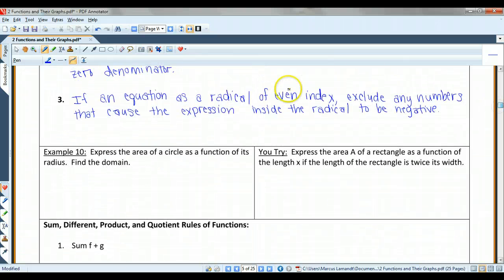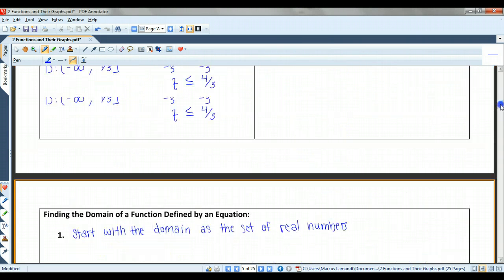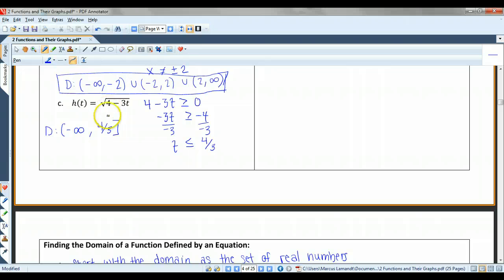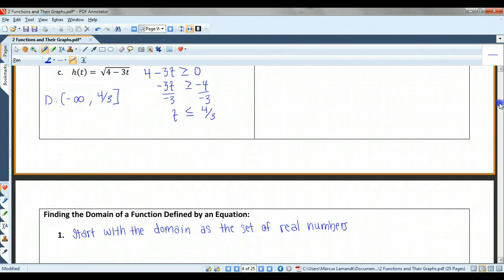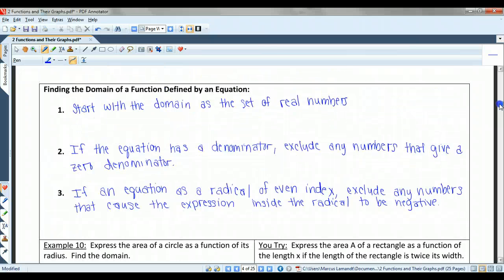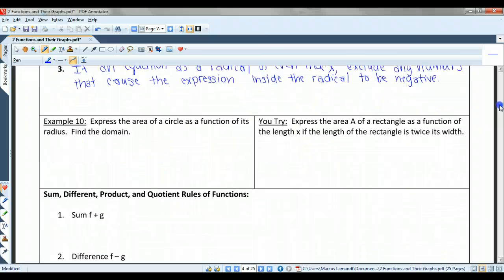Also, if an equation has a radical of even index, that means a square root or a 4th root or a 6th root, 8th root, any root with an even number, exclude any numbers that cause the expression inside the radical to be negative. So once again, what was inside the radical had to be greater than or equal to 0. And then I solved for t. And this is what I got. Okay, so that's that.